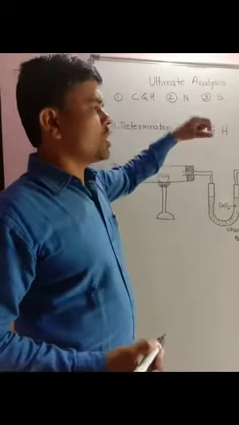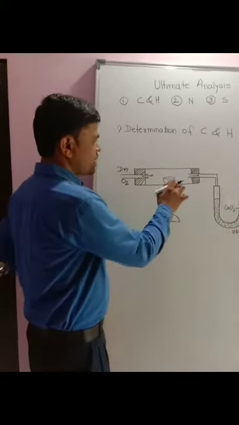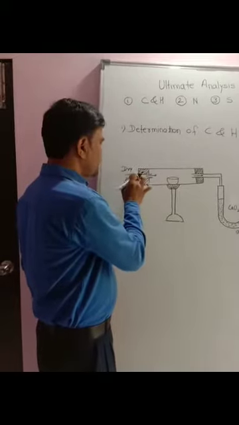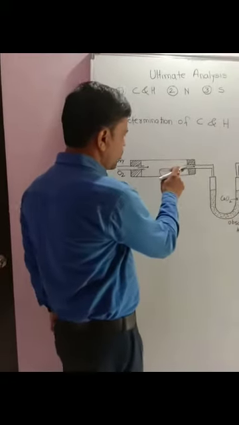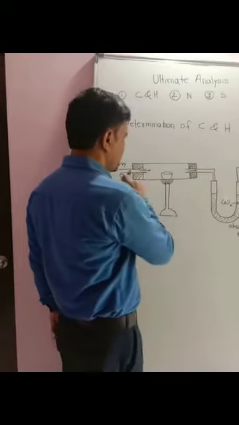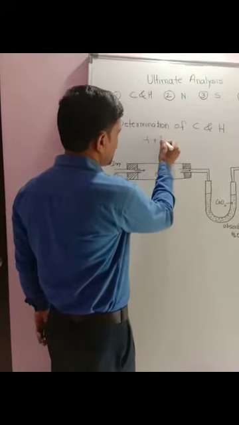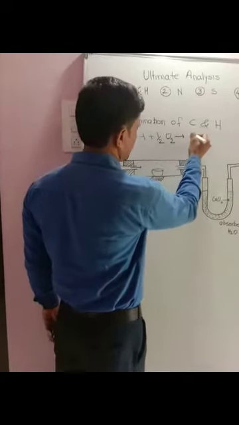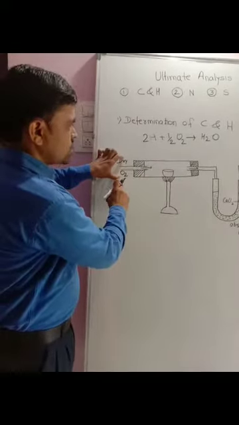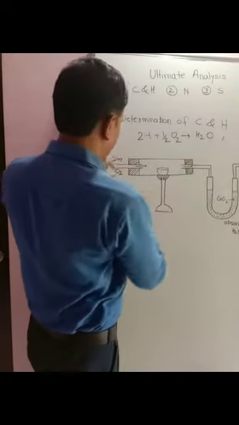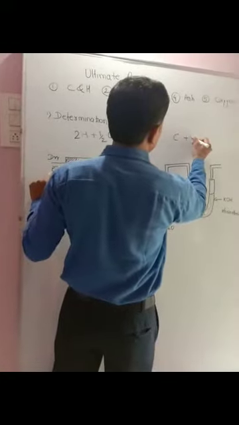Carbon and hydrogen in the coal sample are determined by using a combustion tube. This is a combustion tube where the coal sample is going to be burned. There is an inlet for oxygen, that is, dry oxygen is passed through this combustion tube. When the coal sample is heated, this oxygen reacts with the coal sample and the hydrogen in the sample is oxidized into water vapor, whereas the carbon content of the coal sample is oxidized into carbon dioxide gas.